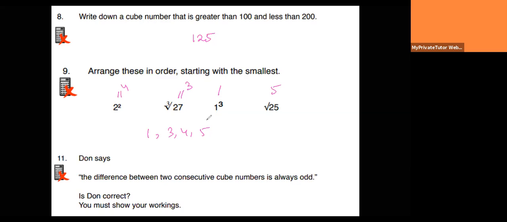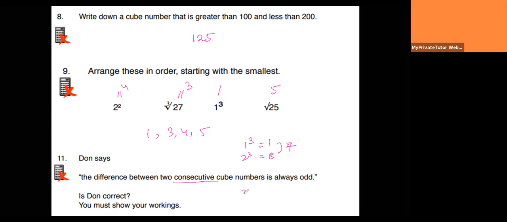So the 11th one, anyone wants to try? Don says the difference between two consecutive numbers. Consecutive numbers means numbers next to each other. Cube numbers, it is always odd. Let's try and see. Let's take 1 cube and 2 cube. 1 and 2 are consecutive numbers, right? 1 cube is 1, 2 cube is 8. So the difference is an odd number because it is 7.